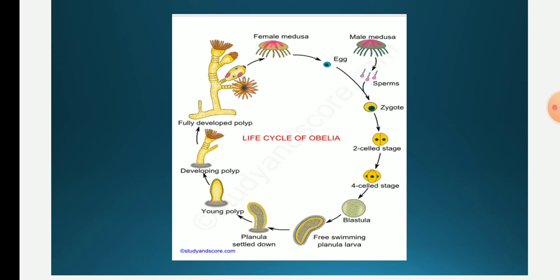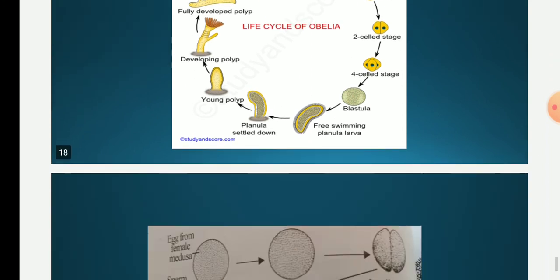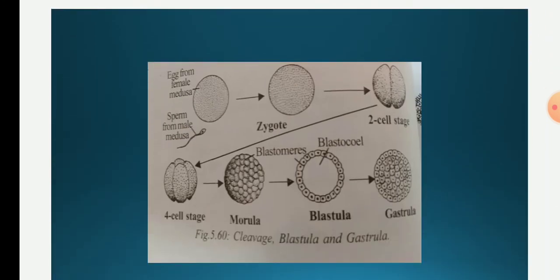The fertilized egg is called a zygote. The zygote undergoes segmentation, and the segmentation of the zygote is called cleavage. In Obelia the cleavage is holoblastic and equal. The zygote divides into two cells. The two cells again divide into 4, and 4 cells again divide into 8, and 8 into 16, followed by 32, and then the cleavage goes on, giving rise to the stage called blastomeres.